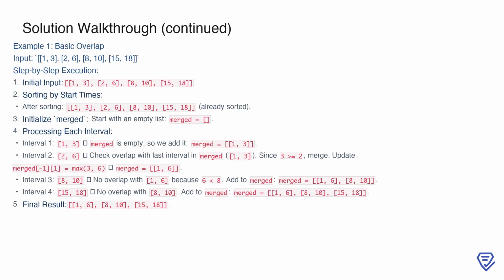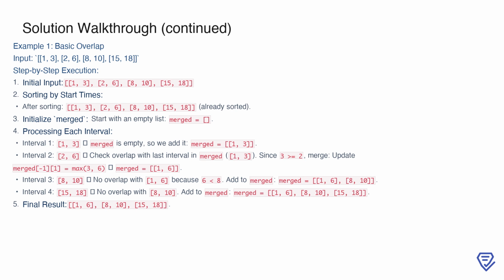In the first example, the input is a set of 4 intervals: [1,3], [2,6], [8,10], [15,18]. The first step is to sort these intervals by their start times. Here, the intervals are already sorted, so we can proceed to initialize an empty list called merged to store the results. Next, we process each interval one by one. Starting with [1,3], since merged is empty, we add it directly. Next, [2,6]: we check if it overlaps with the last interval in merged, which is [1,3].